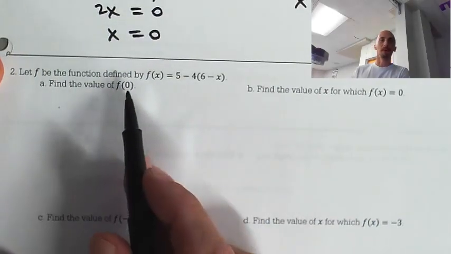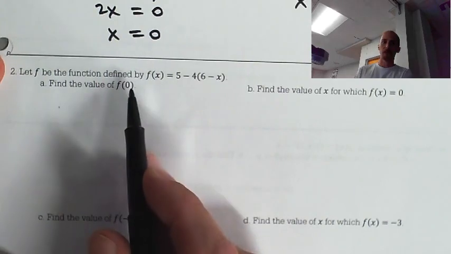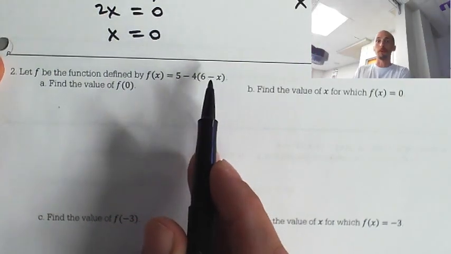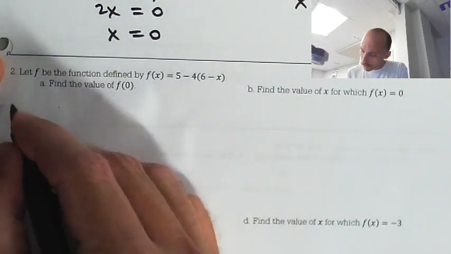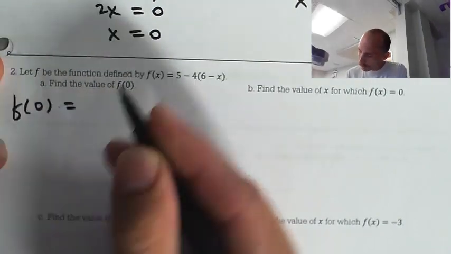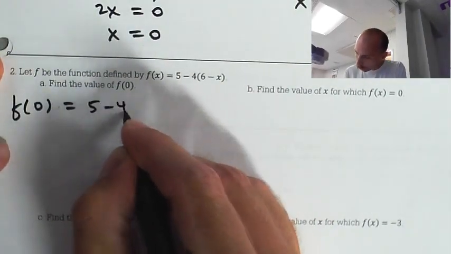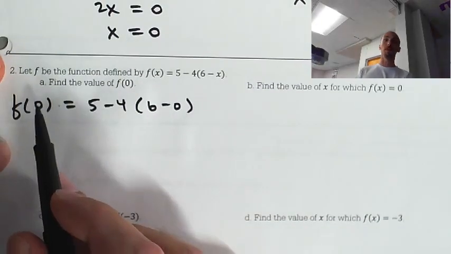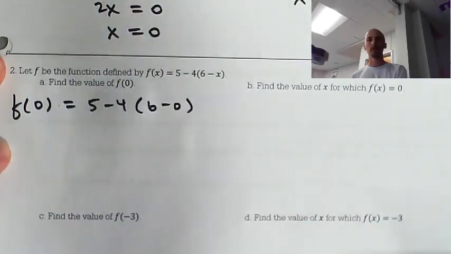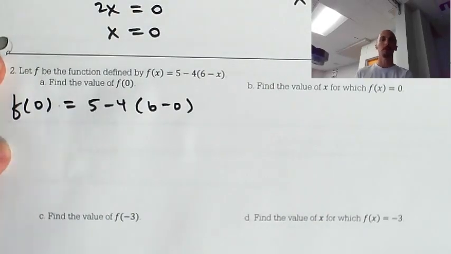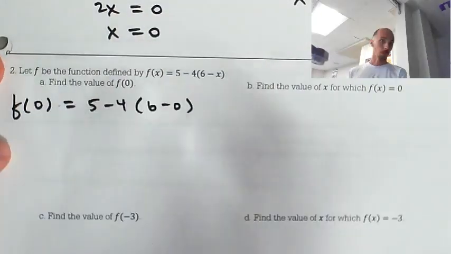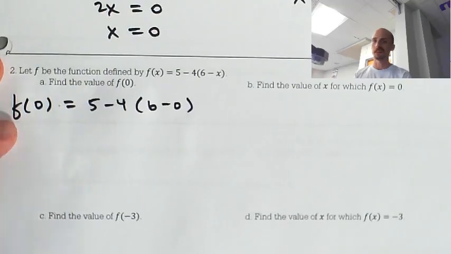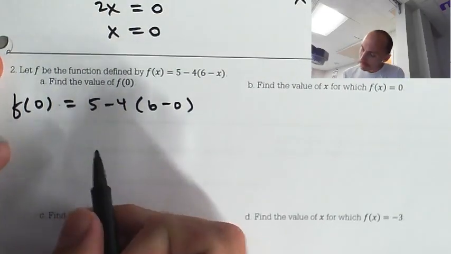We say f of 0, what we're doing is we're replacing x with 0 here, so we've got to replace x with 0 everywhere we see it in the formula. So I'm going to say f of 0 is going to be equal to 5 minus 4 times 6 minus 0. Anywhere we see x in the formula, we're replacing it with 0. That's what it means, like f of x, f of 0, f of c. If we saw f of c, we would just replace x with c. Why we would want to do that in this class, you'll see later on why I might want to do that. Okay.